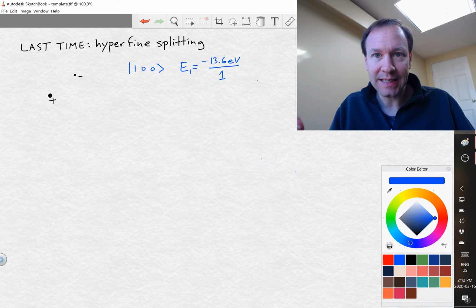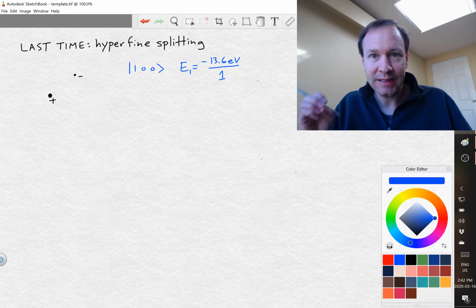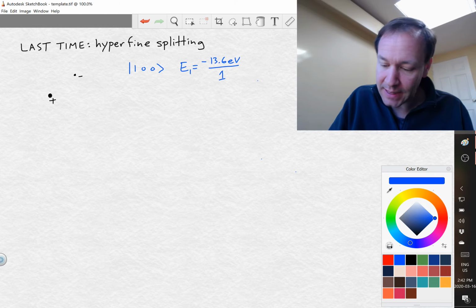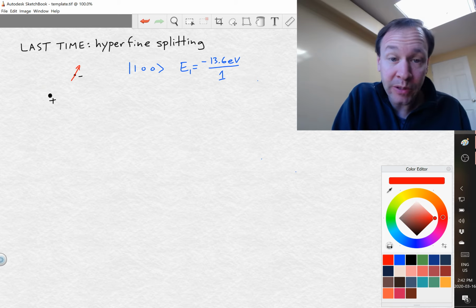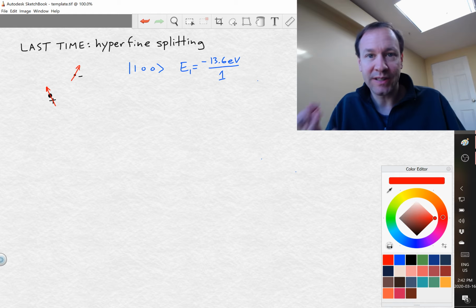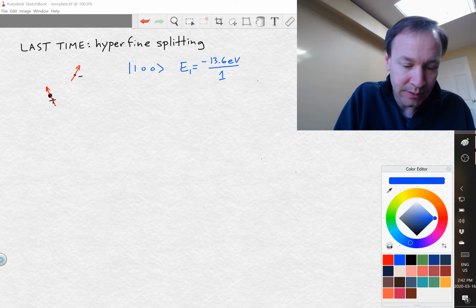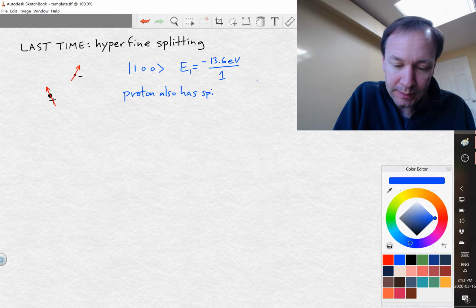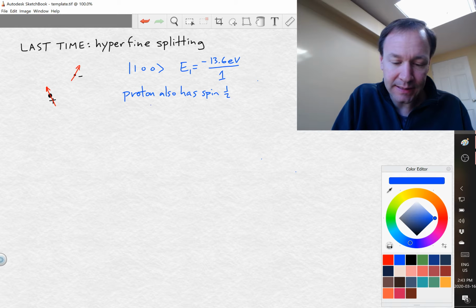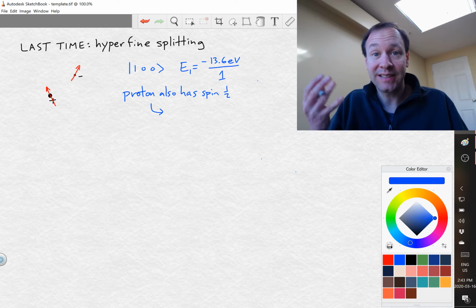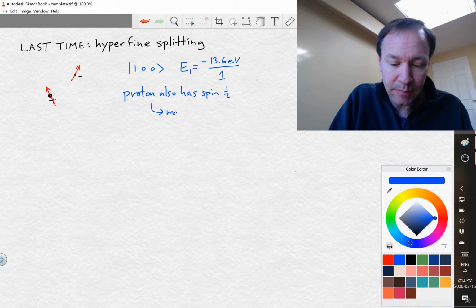But now we're wanting to take into account a very small but important effect, and that has to do with, number one, the fact that the electron has a spin. So the electron has spin half, and the proton also has a spin, which is also spin half. That's the new thing, that the proton also has spin 1/2. And now the important thing is that the proton, because it's a spinning charged object, also has a magnetic moment.